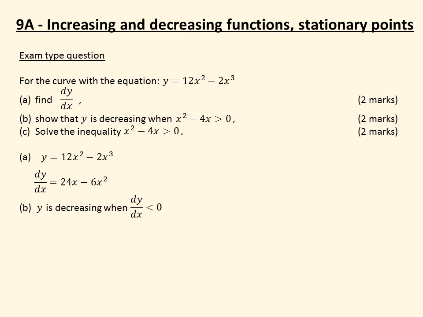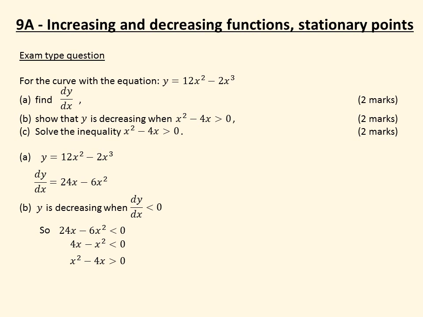Part B asks us to find when y is decreasing and show this happens when x² - 4x is greater than 0. Decreasing functions happen when the derivative is negative. So if we set the derivative less than 0, we can divide through by 6. And now if we multiply through by -1, remembering to swap the sign, we get the inequality we needed.